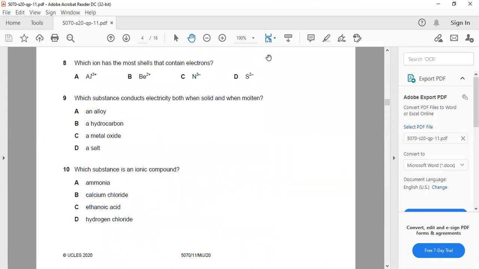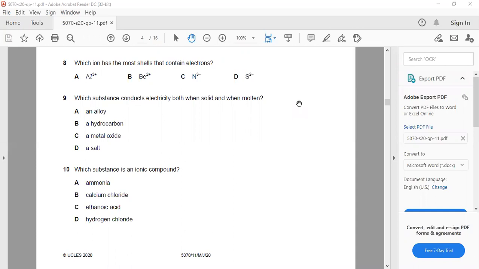Which substance conducts electricity both when solid and molten? It must be a metal or alloy, a mixture of metals. So A is the answer. Alloy is the mixture of metals. Metal is not the option. So A is correct.